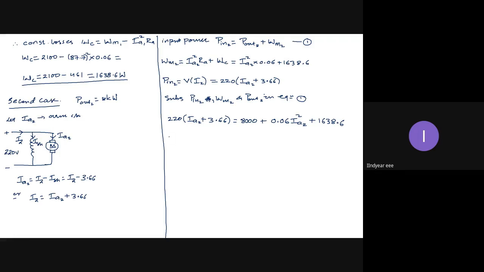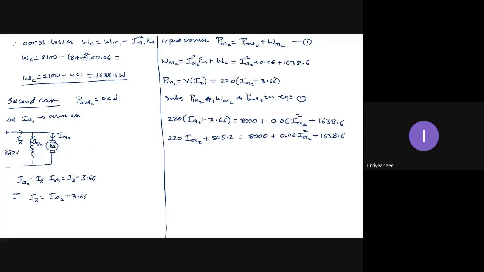So it is 220. We will get a quadratic equation in IA2. IA2 plus, yeah, 220 into 3.66 is 805.2, is equal to 8,000 plus 0.06 IA2 square plus 1638.6.